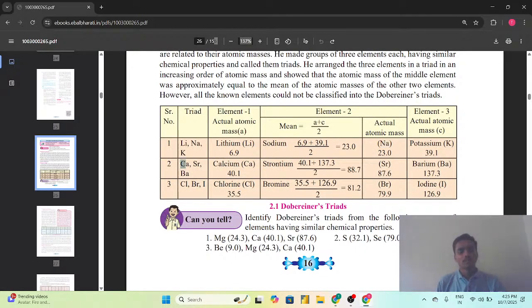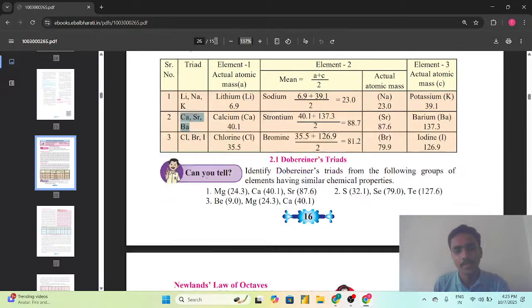So further he taken one another triad, that is the calcium, strontium, and barium, and found out that again with the same, taken the mean of the calcium and the barium, and find out that the strontium is having the mean, that is the 88.7. After taking the mean, the actual atomic mass of the strontium was 87.6. So he found out that strontium will be included in the group of the triad. So he made the triad of calcium, strontium, and barium.